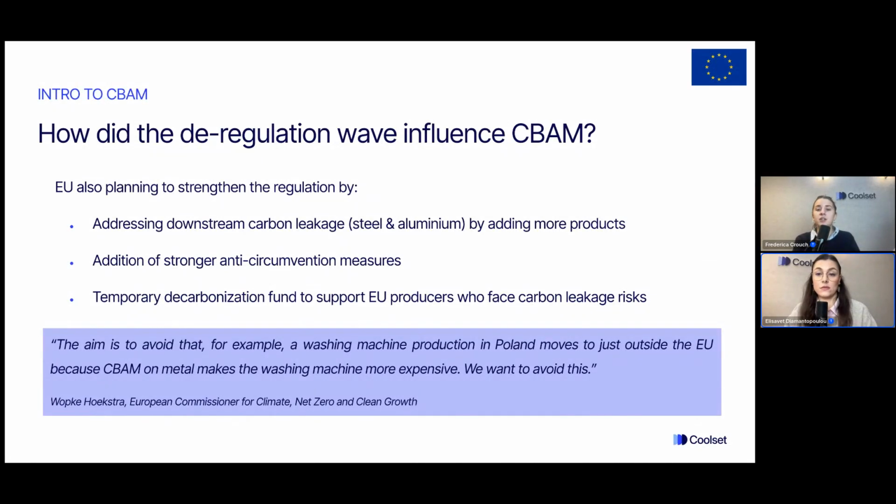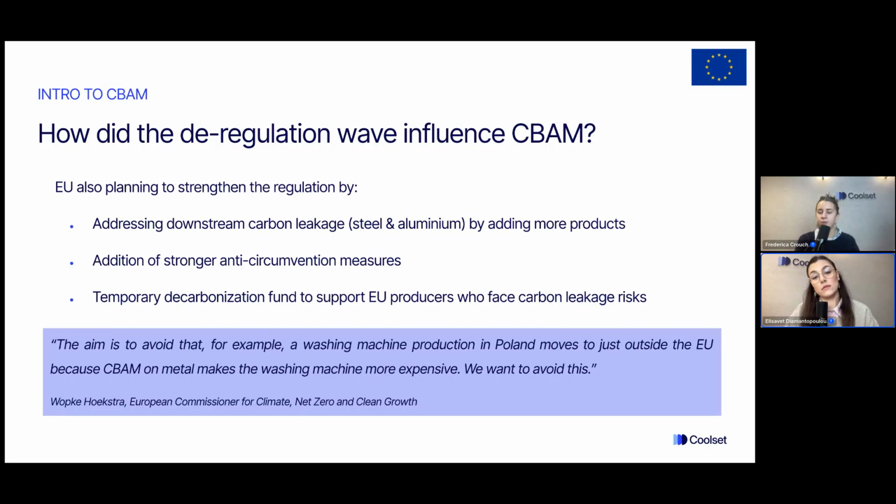companies changing the materials they use to avoid having to report under CBAM. So by adding more products to the scope, hopefully the EU can avoid that and ensure that people are paying their dues. And also an addition of stronger anti-circumvention measures. So increasing traceability requirements and mapping to the source, again, trying to prevent people circumventing the rules and ensure that people are paying for their CBAM requirements.